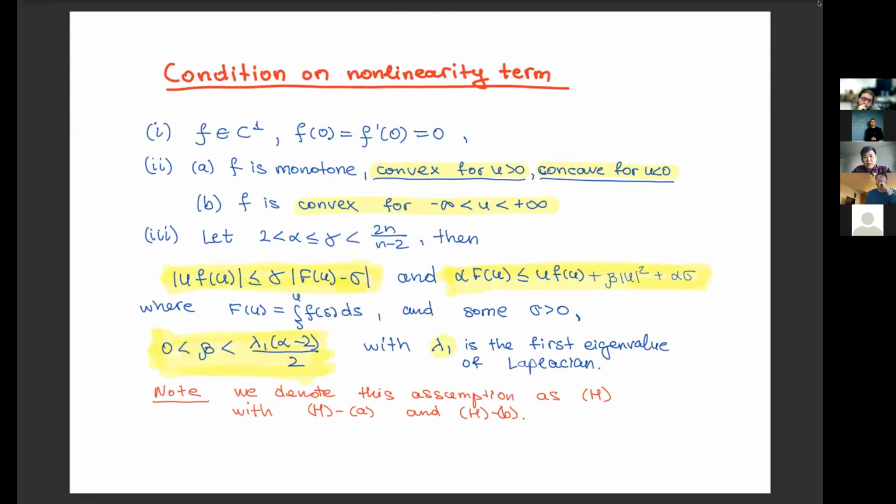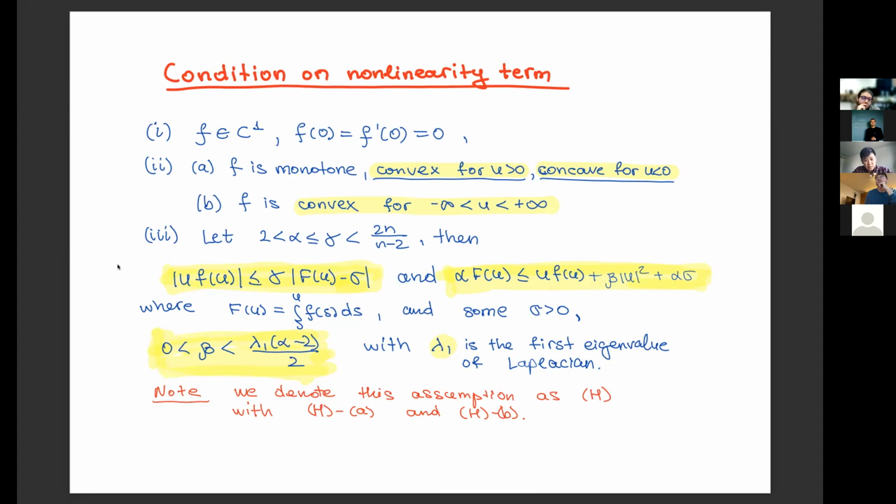Conditions on the nonlinear term. First, f is in C1, and f at 0 and the first derivative at 0 are 0. Second, f is monotone, convex for u positive and concave for u negative. So we consider here a real-valued function u. And in the other case, f is convex for all u between minus infinity and plus infinity. Third, alpha is bigger than 2, less than or equal to gamma, and less than this term. We have this condition because we will use the embedding theorem.